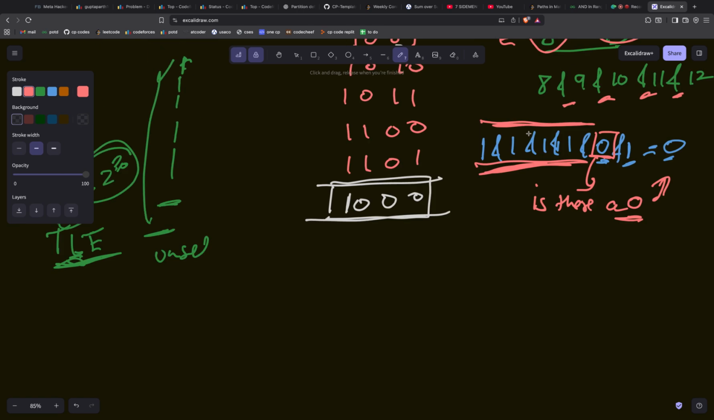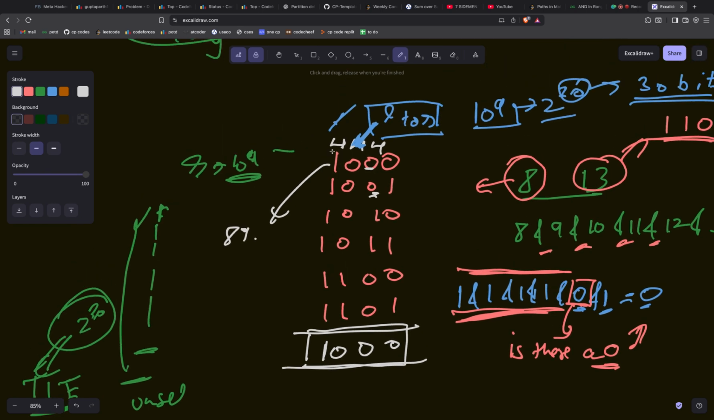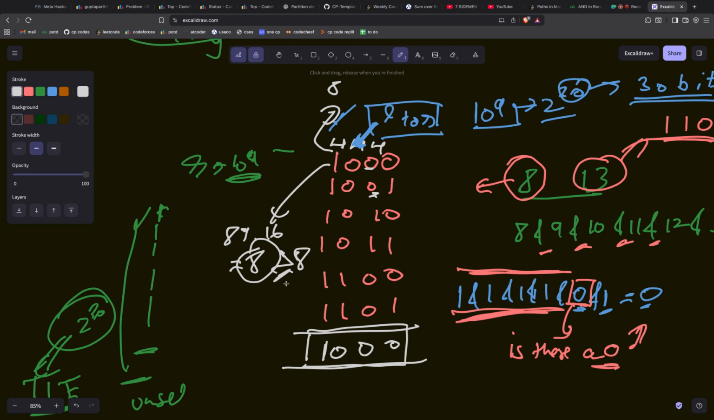So basically what I mean here is, see, in this example 8 and 13, we can run this also. For 8, what would be our position? That is 8 mod group size. This 2 raised to b plus 1 is 2 raised to power 4, that is 16. So 8 mod 16 is 8, and now 8 is greater than or equal to 2 raised to power b, which is 8. Yes, we are doing a greater than or equal to check here. So 8 is greater than or equal to 8.